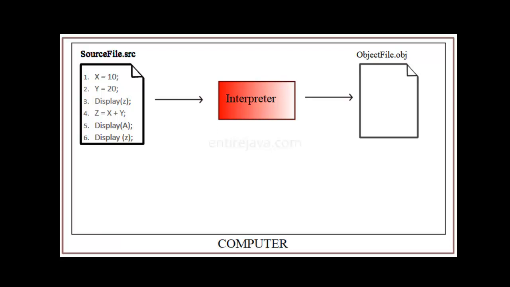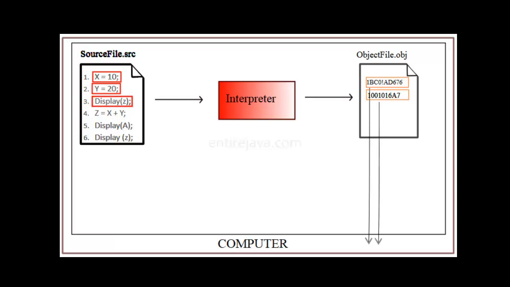The first line says the value of x equals 10. Now the interpreter translates it to machine language, and then the machine will run it the very moment the interpreter translates it. The machine will not wait for the entire program to be translated. Each line will be run by the machine the moment it is translated. So now line 1 is translated and is run by the machine. Line 2 is translated and is run by the machine.